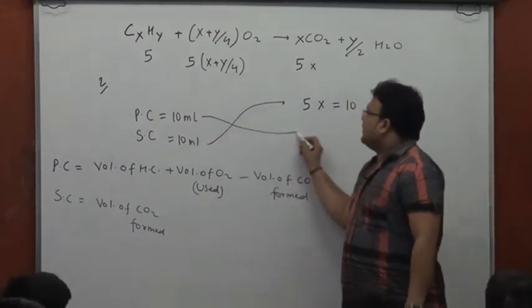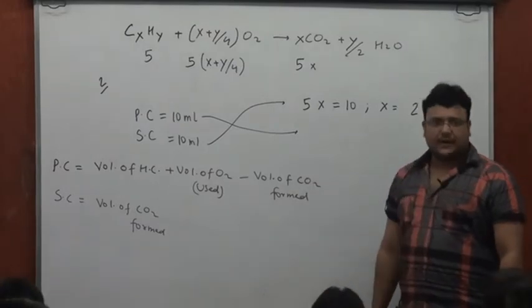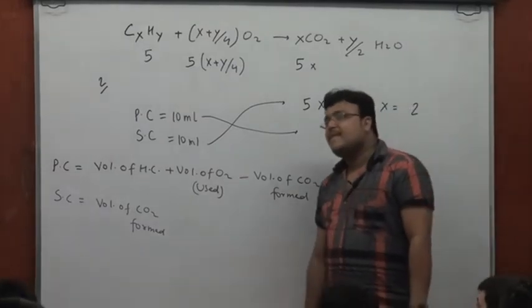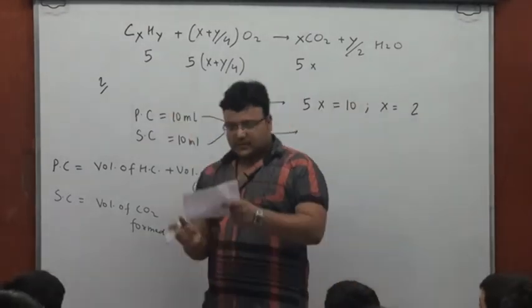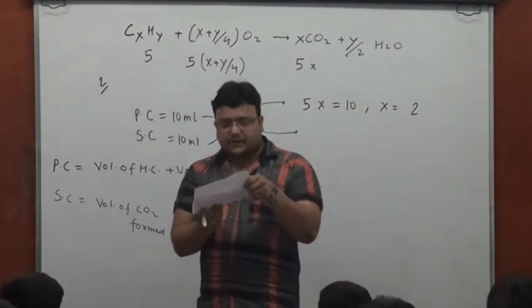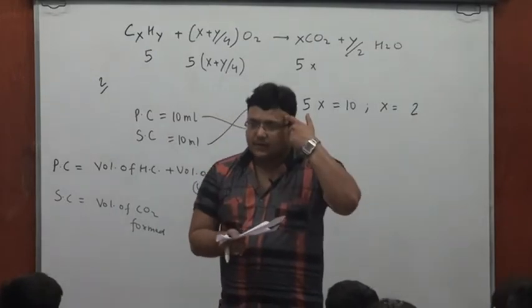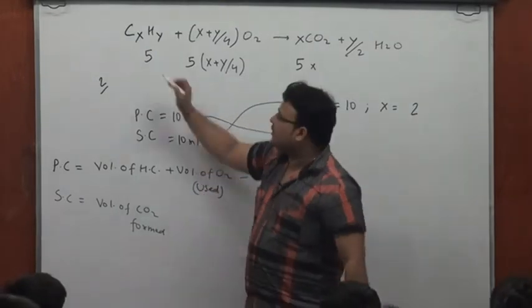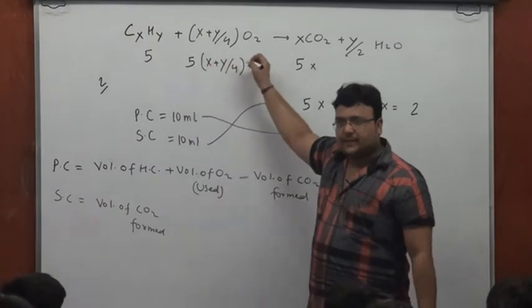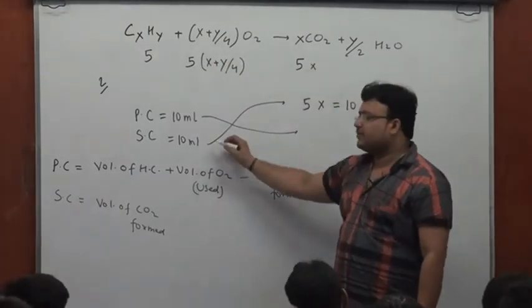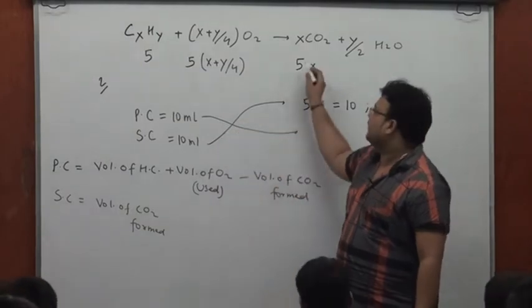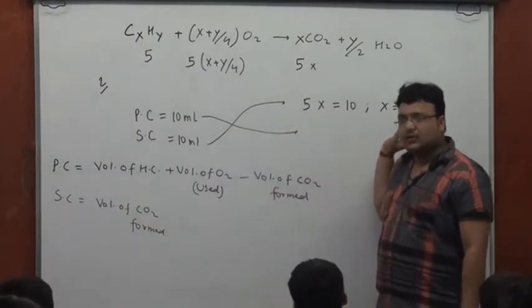Primary contraction is 10 ml. Yes, certainly, I made a mistake. I started with 10 ml, then I read the problem and realized it's 5 ml of hydrocarbon. So 5 ml of this will require 5(x plus y/4) and will form 5x of carbon dioxide. Secondary contraction is the volume of carbon dioxide, so equate 5x with 10 ml. I get x is equal to 2.